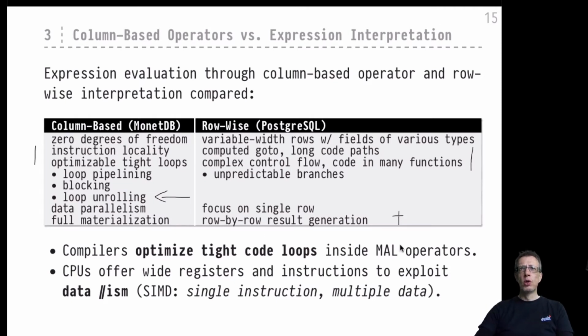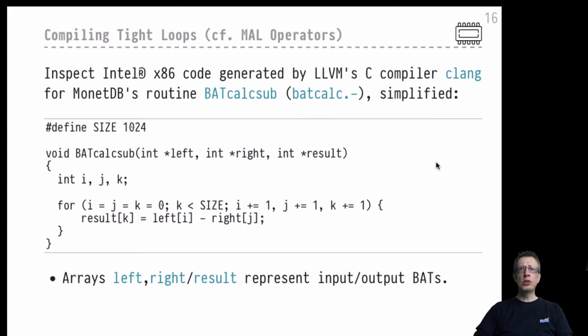But first, let's have a look at the really efficient code that modern compilers can generate for the tight loops that we find inside routines, just like batcalc sub. And to remind you of the internals of batcalc sub, I've brought an excerpt of that routine with me. We have seen a more fully fledged version of that routine in the last video. This would be the excerpt, the core, the gist of that routine.